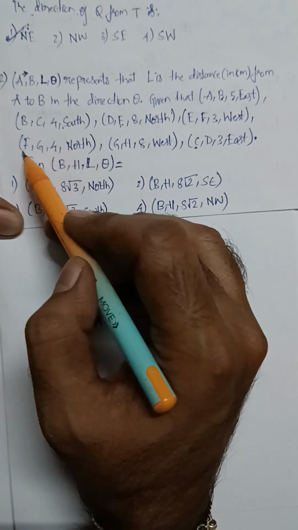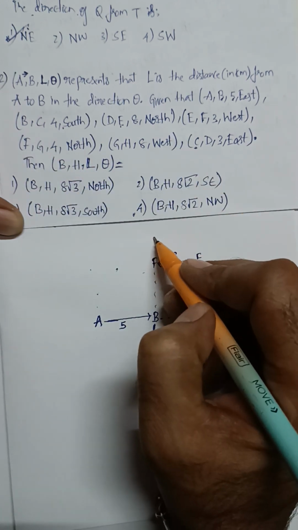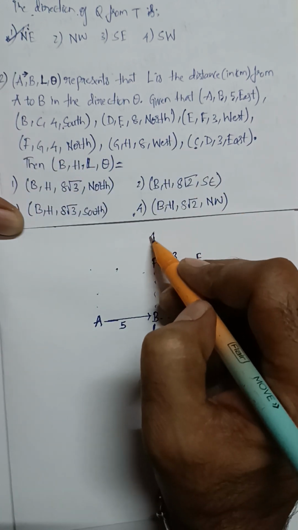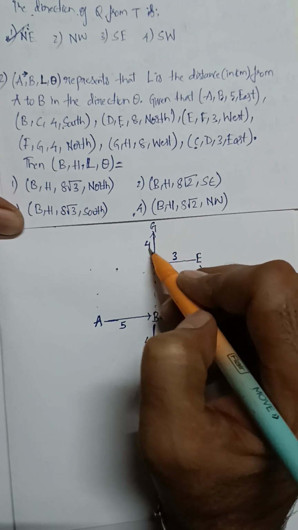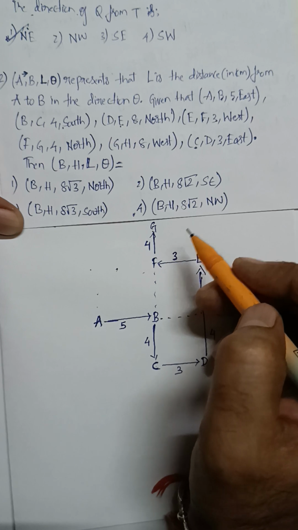Next, what is he telling? G is 4 kilometers north of F. Now we can put G here, 4 kilometers north of F.